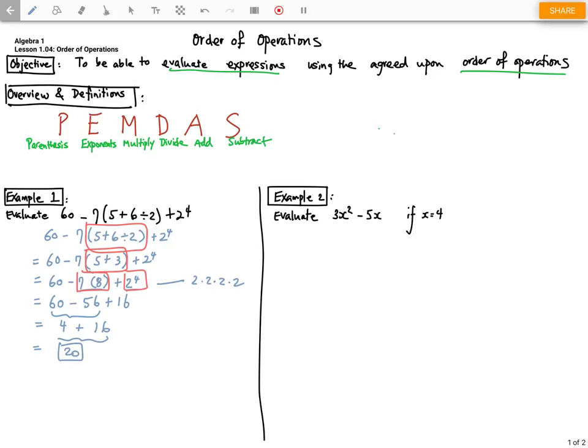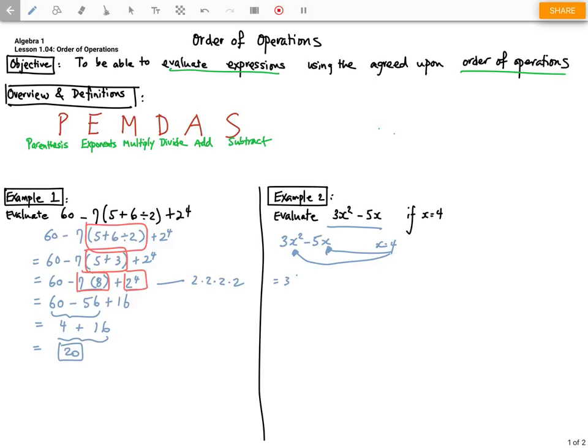Now let's try example number 2. Evaluate 3x squared minus 5x if x equals 4. So this is a case where they give you the value of the variable, and then you need to plug in the value of the variable and then come up with the final answer. So let's first start by writing 3x squared minus 5x, and then x equals 4. So to plug in the 4 for the x, that's the next step we do.